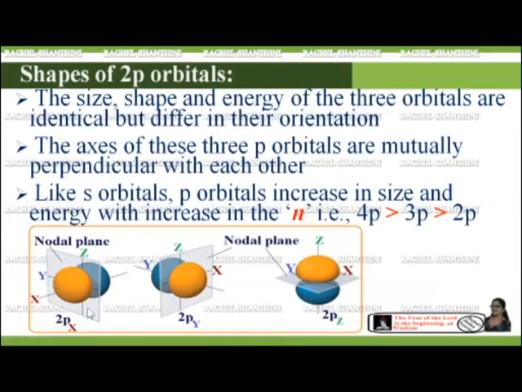Students, you need to note that no such nodal planes or angular nodes can be found in an s orbital. That is why all the s orbitals are spherical in shape, and the probability of finding the electron is equal in all directions. It is independent of the angular variables theta and phi.